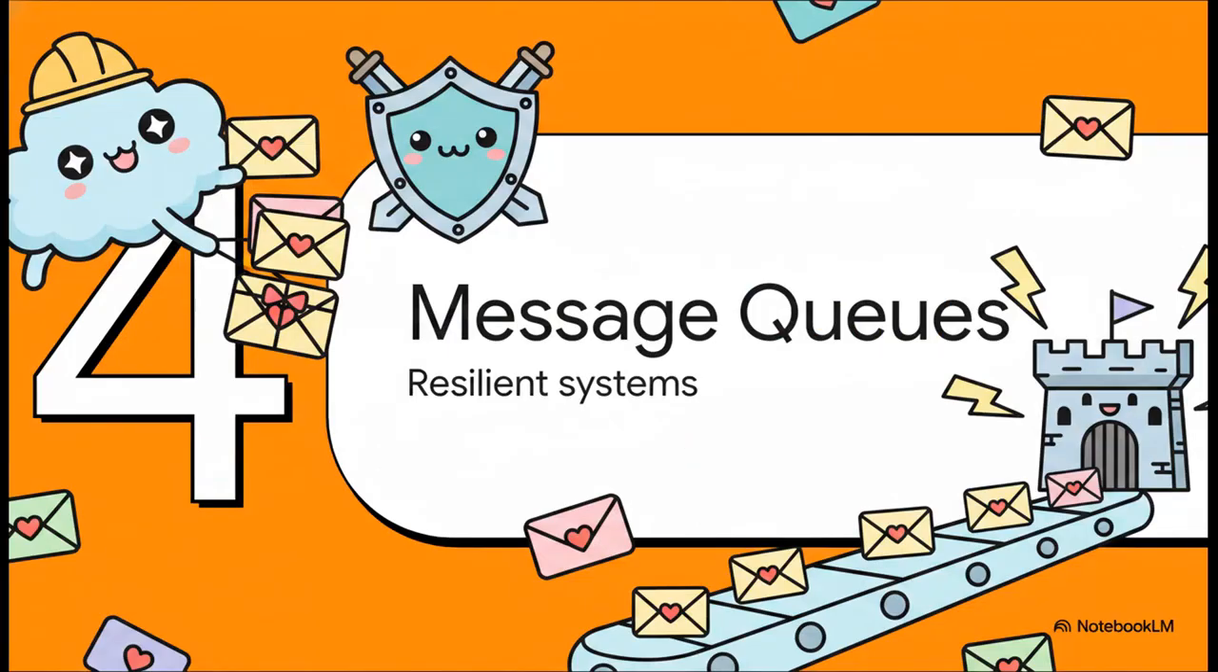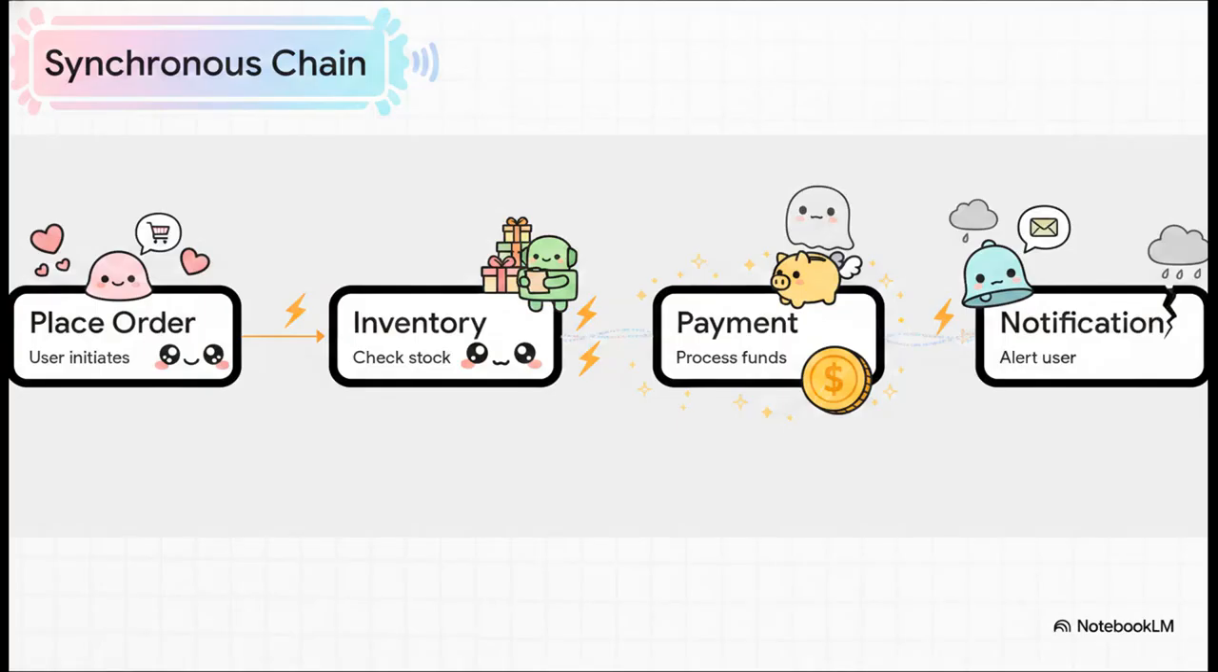This brings us to concept 4, message queues. Let's talk about building truly resilient systems. Think of queues as your absolute best defense mechanism against cascading failures. To see why, let's look at what we call a brittle synchronous chain.